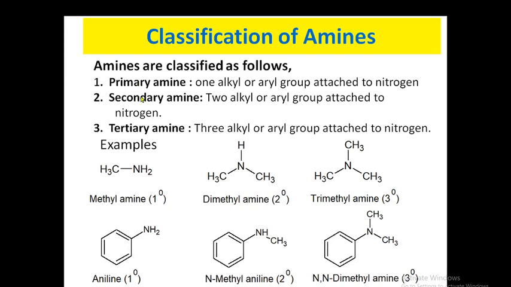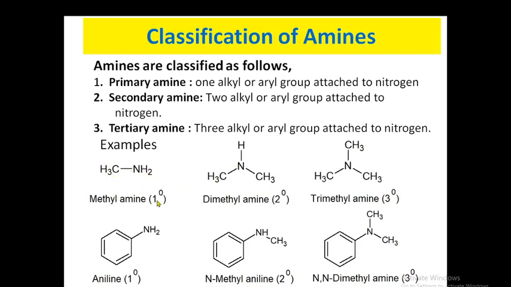Classification of the amines. Amines are usually classified into primary, secondary and tertiary amines depending on the number of alkyl or aryl groups present in the amines. So in primary amine, one alkyl or aryl group is attached to nitrogen, while in case of secondary amine, two alkyl or aryl groups should be attached to nitrogen, while in case of tertiary amine, it has to be three alkyl or aryl groups. Here are some examples of alkyl and aryl amines.